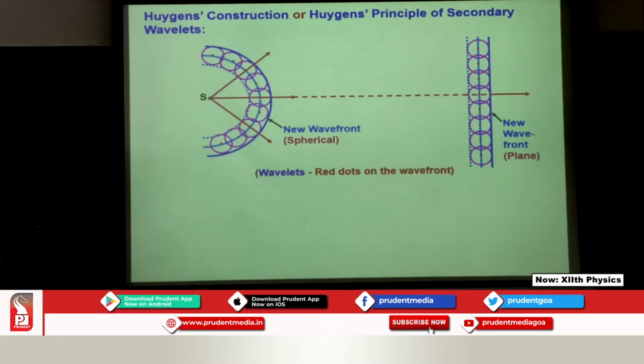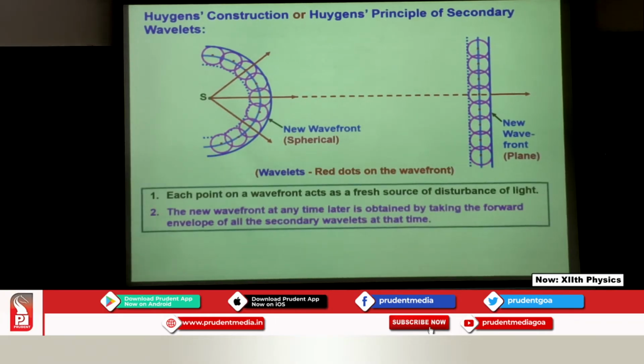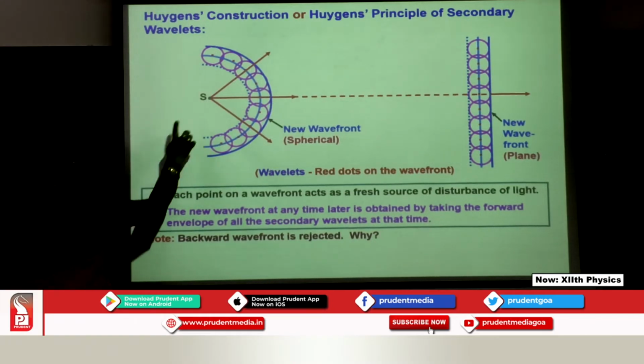Now the red dots on the wavefront. This is the principle he has given us. Each point on a wavefront acts as a fresh source, as if it is a source. I am the one giving the light, so no change in the intensity. The new wavefront at any later time is obtained by taking the forward envelope. Envelope means covering of all the secondary wavelets at that time. So the backward front is rejected, because this dotted one in the blue is rejected.